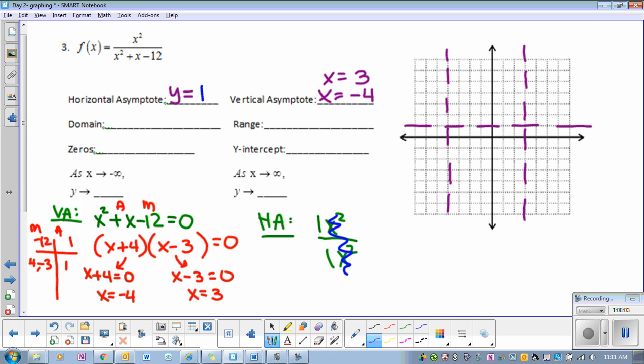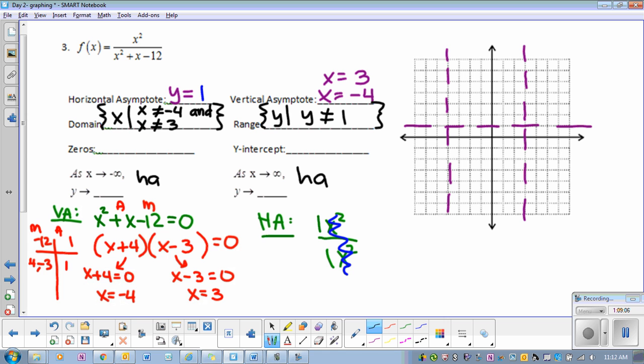Okay, so what is the domain? Set of all x values such that x is not equal to what? Not equal to negative 4 and x is not equal to 3. Good. So then what's the range? Set of all y values such that y is not equal to what? 1. Good. Now, what are my horizontal asymptotes? The end behaviors. What goes here? Remember, this is ha ha. What's my ha? H-A. 1. 1 and 1.